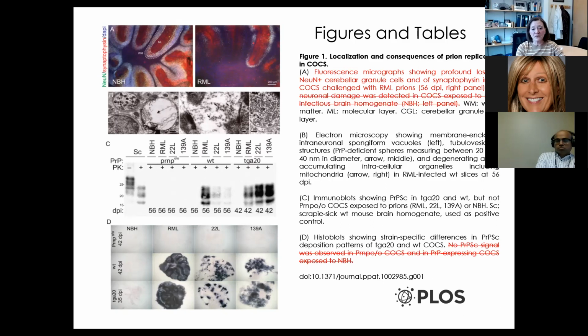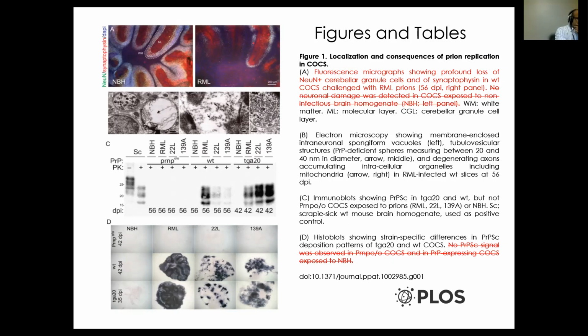So this part B has electron microscopy showing membrane-enclosed intraneuronal spongiform vacuoles. It just describes what's seen in the figure. Part C just describes what's shown in the immunoblots. And then part D shows histoblots. And again, they say kind of what the results were in the last sentence of part D. So no signal was observed in COCS expressing cells. That should really be in the results section. You just need to describe what the figure is showing, not the results of the figure.